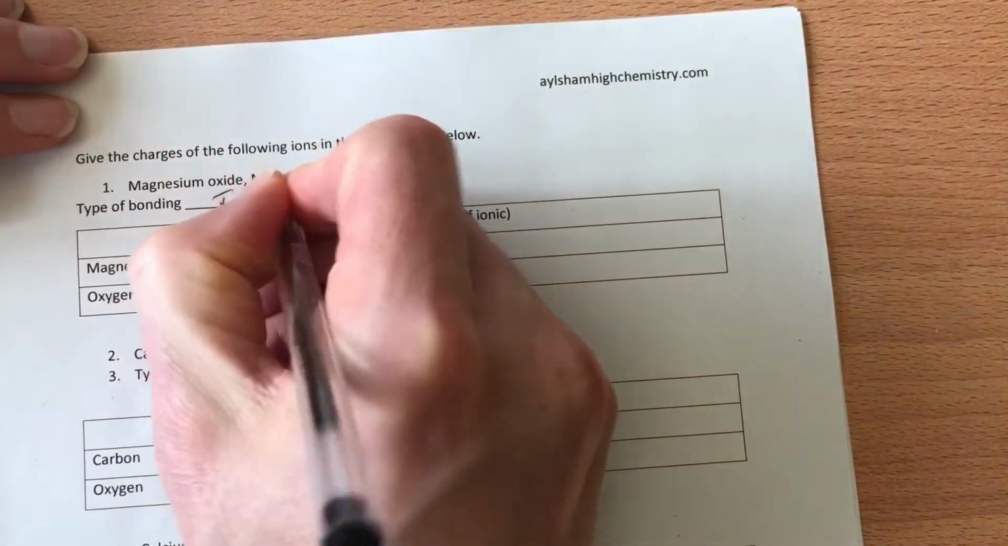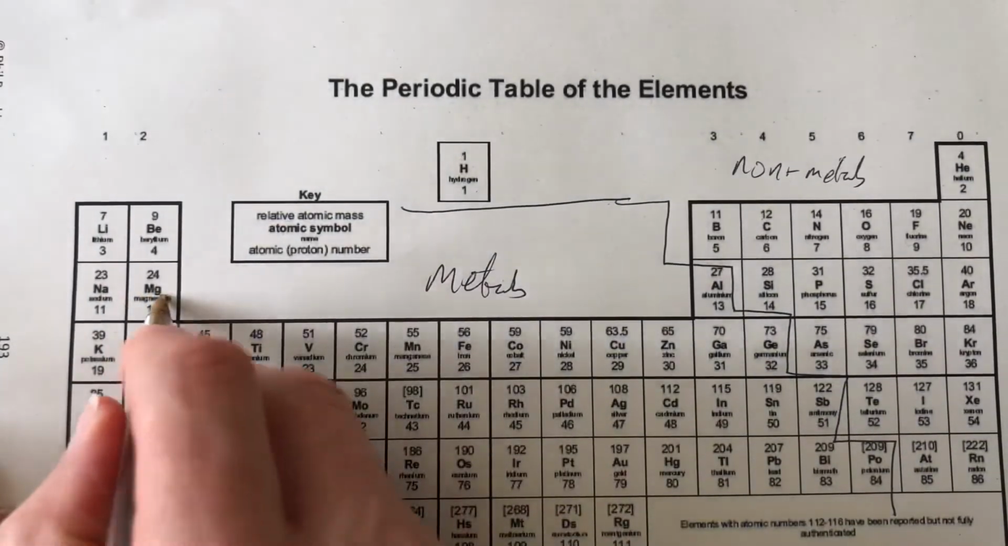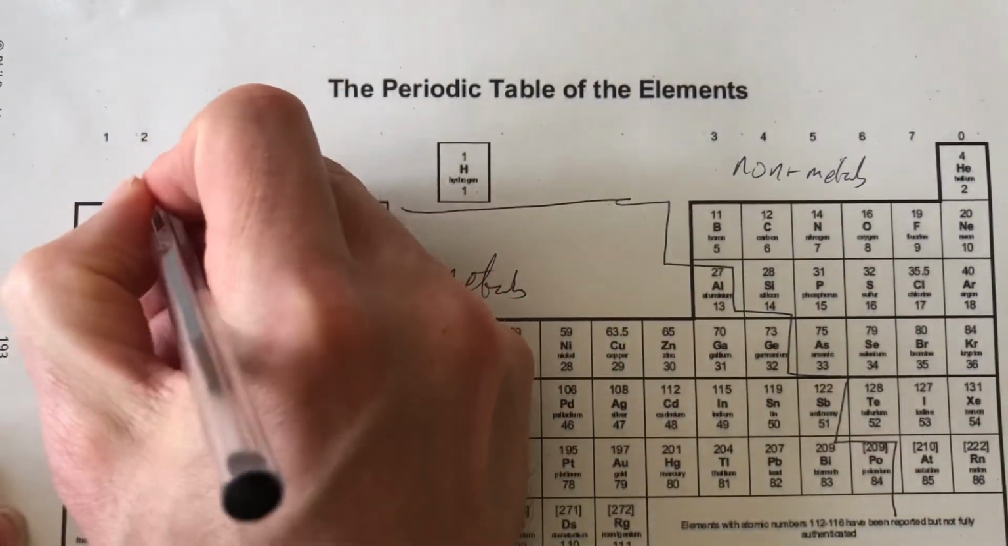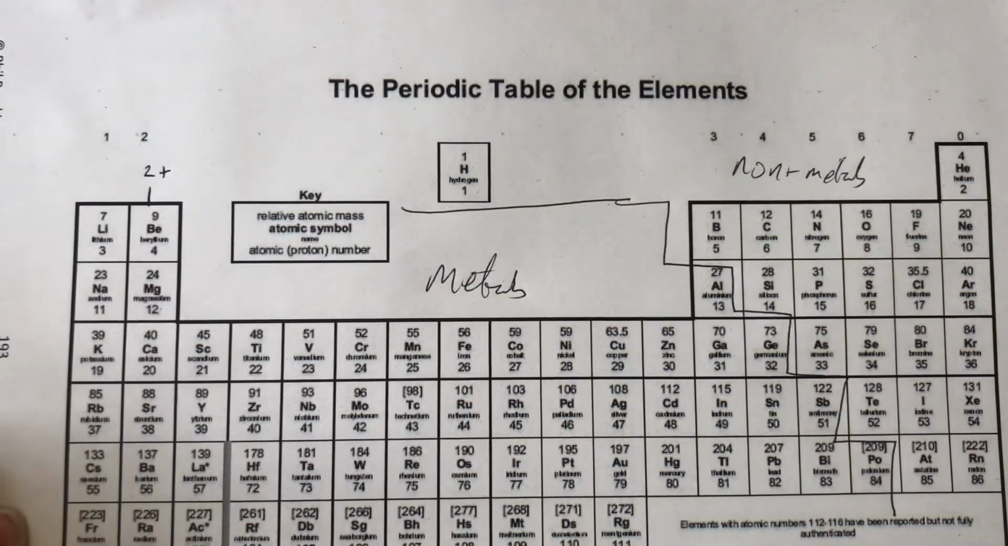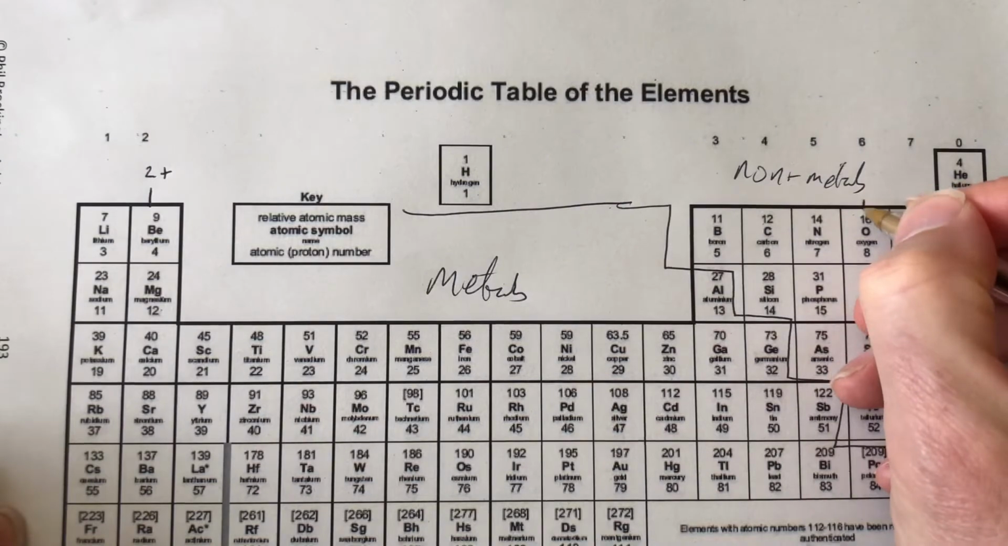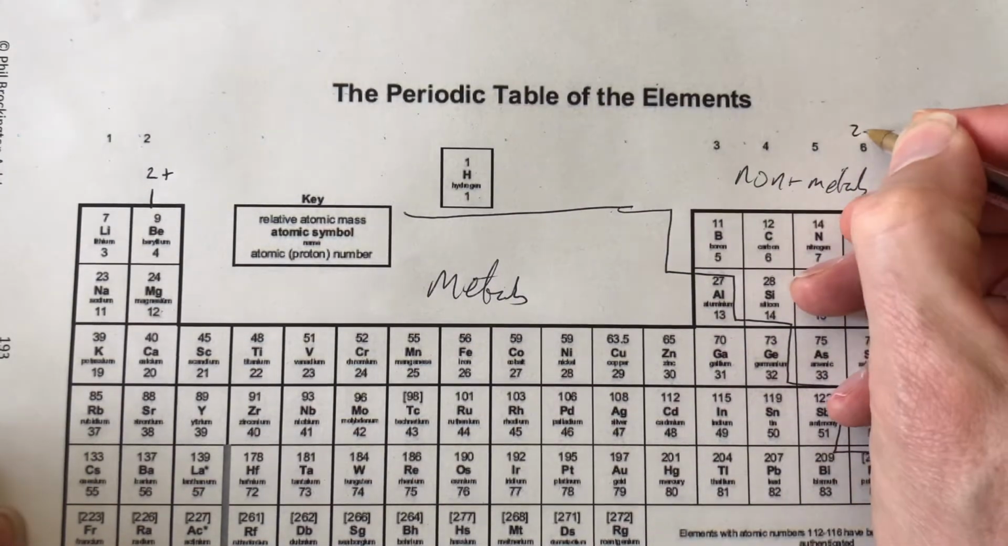Okay, and now if it is ionic, we need to know the charges. So magnesium is here in group 2. Everything in group 2 has got 2 electrons in its outer shell, so that's going to form the 2 positive ion. Everything in group 6 has got 6 electrons in its outer shell, so it needs 2 more to fill its outer shell, so everything in group 6 is going to form the 2 negative ion.